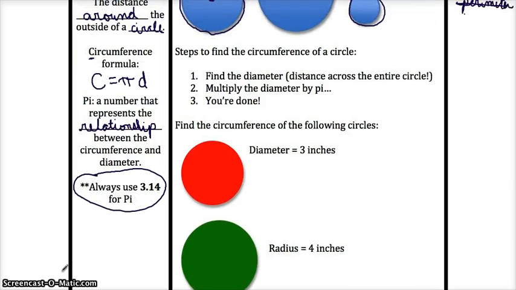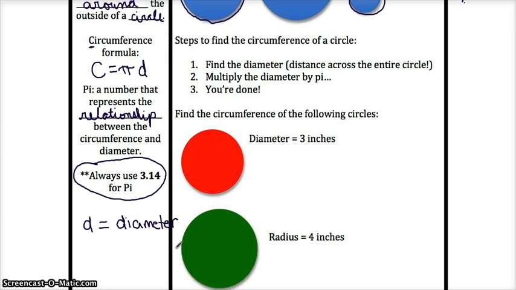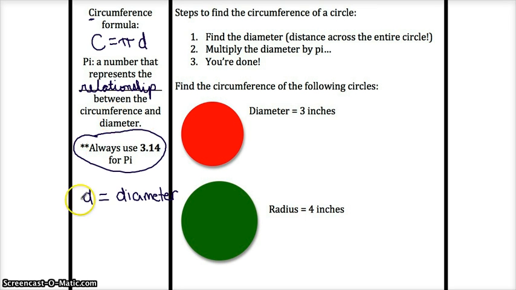Then, the last thing you need to know that I didn't include on these side notes is the diameter. D equals diameter in your formula, and diameter is spelled D-I-A-M-E-T-E-R. The diameter is the distance across the circle. So if this is my circle, the diameter is from here to here. It's just like if you cut the circle in half. This line is my diameter.